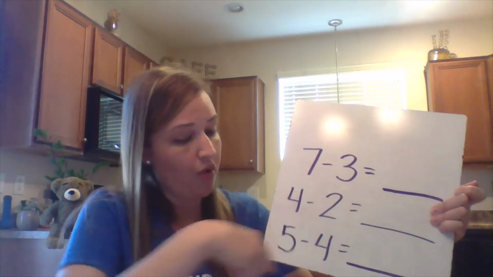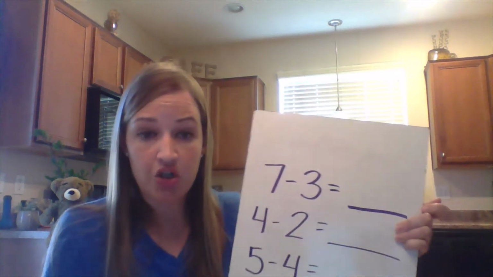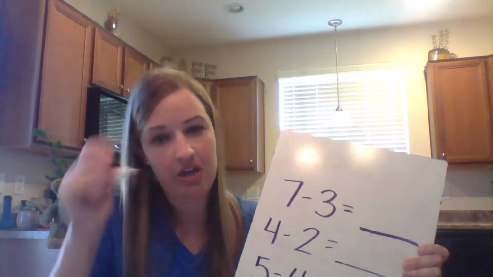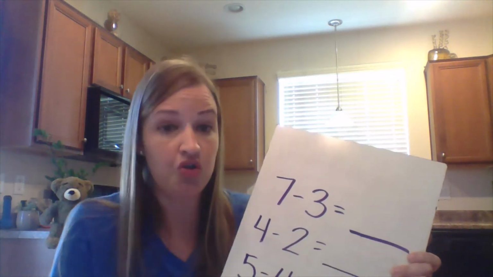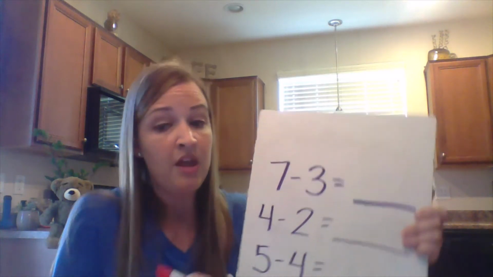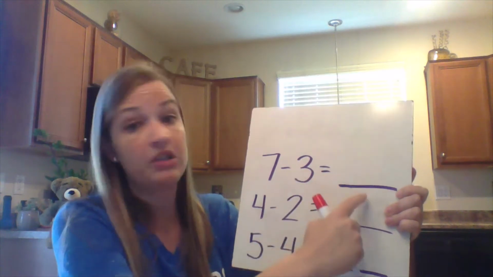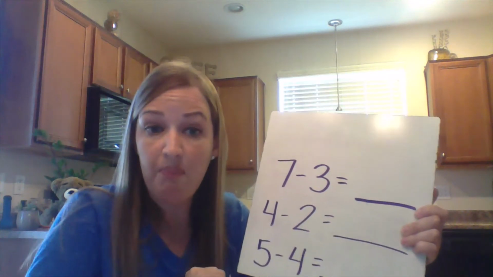Good job. I'm going to come up with another strategy in just a second. Hold tight. Okay, strategy number 2 is drawing pictures for your problem. So I have some problems that I pre-wrote, and I'm going to draw a picture to represent them. Now remember, I'm being a mathematician, not an artist, so I'm just going to draw some quick pictures for them. My first problem says 7 minus 3 equals blank. Well, I'm going to draw a picture about it.